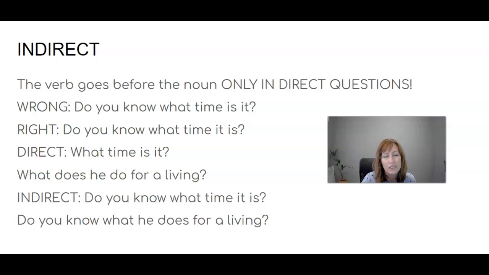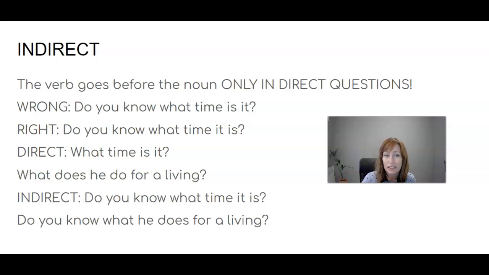So the verb goes before the noun only in direct questions. For example, what time is it? Or what does he do for a living? The examples you see here. In indirect questions, it's like a normal statement. You don't use auxiliaries, and the structure is like a normal statement.